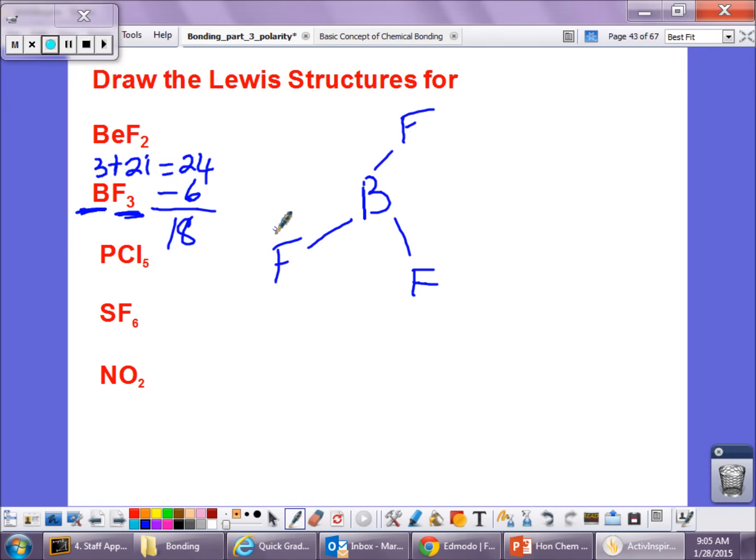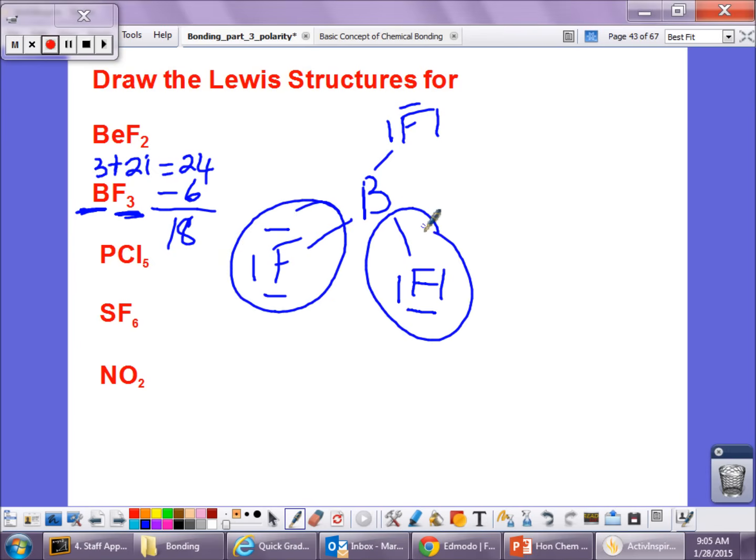Alright? So I have 18. 2, 4, 6, 8, 10, 12, 14, 16, 18. Okay, fluorine is stable with 8. Fluorine has 8. I already used everything that I had, and I need for you to look at boron. Boron has only 6. Write down that boron is stable with 6. It is okay. Hydrogen 2, beryllium 4, boron 6.